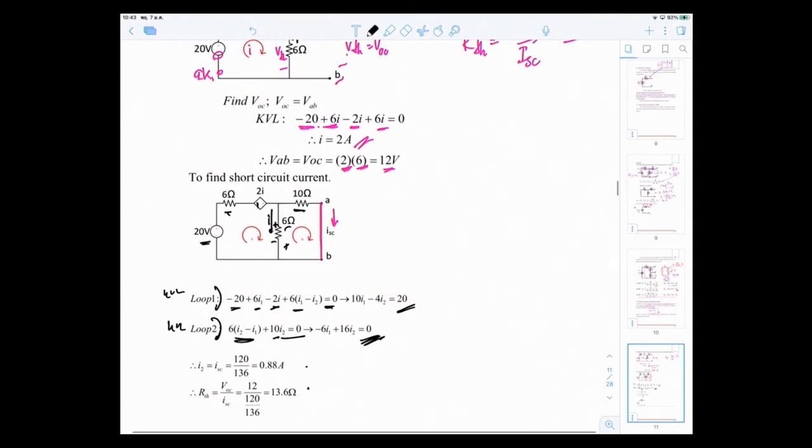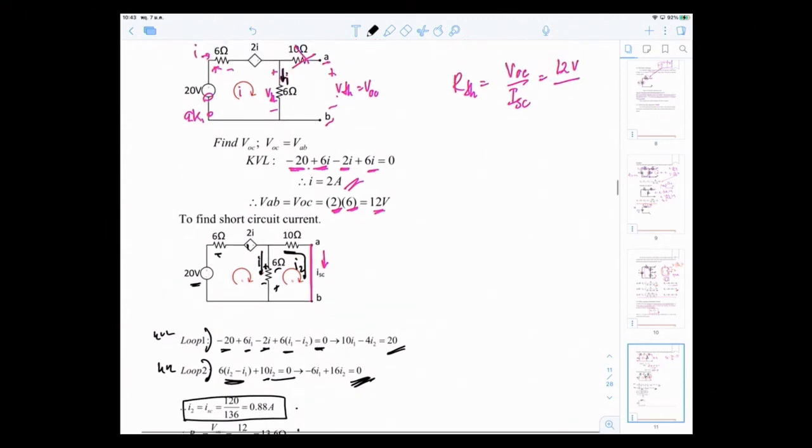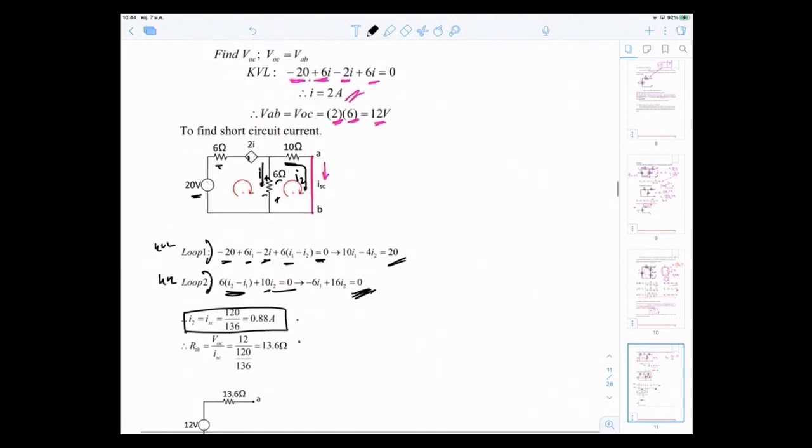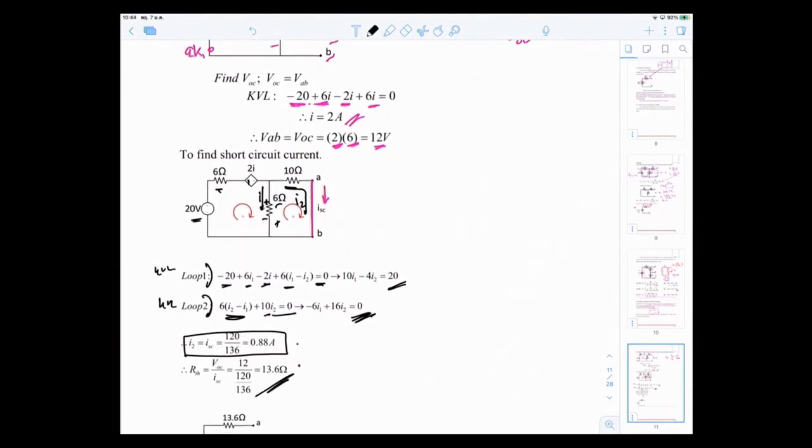But the short circuit current, as you can see, is I2 only, because I2 flows like this and like this. It is the same as ISC, the I short circuit. So the answer that you want is simply I2, which is this one. Therefore your ISC is 0.88 amps, and when you divide them together, it becomes 13.6 ohm.